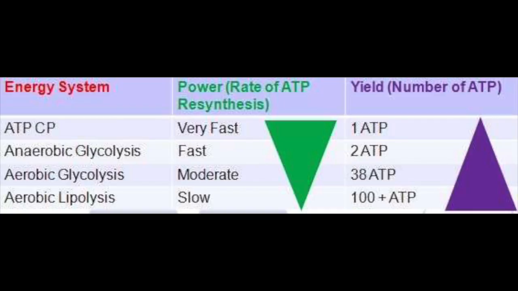The time, which we've looked at on the other graph, has to do with the limiting factors of each energy system. The first one, the ATP-PC system, is limited by the amount of creatine phosphate that we have, and we only have a very, very small amount. The anaerobic glycolysis one is limited by the amount of lactic acid that's produced. Our body can only take a certain amount. Aerobic glycolysis and aerobic lipolysis are simply limited by how much glycogen and how much fat is available.